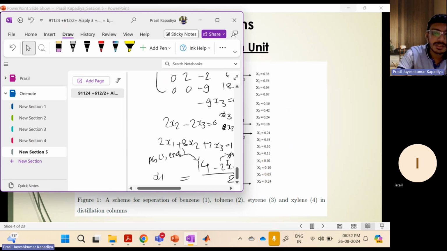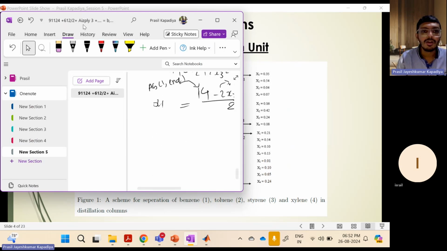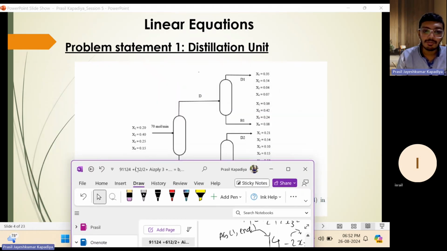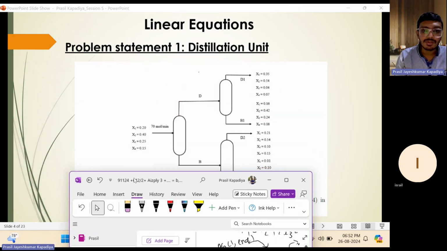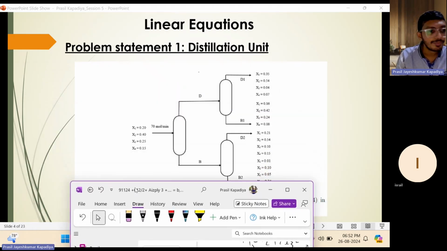So what will be my mass balance equation here? My overall mass balance equation will be F is equal to D1 plus B1 plus D2 plus B2. This will be my overall mass balance equation.